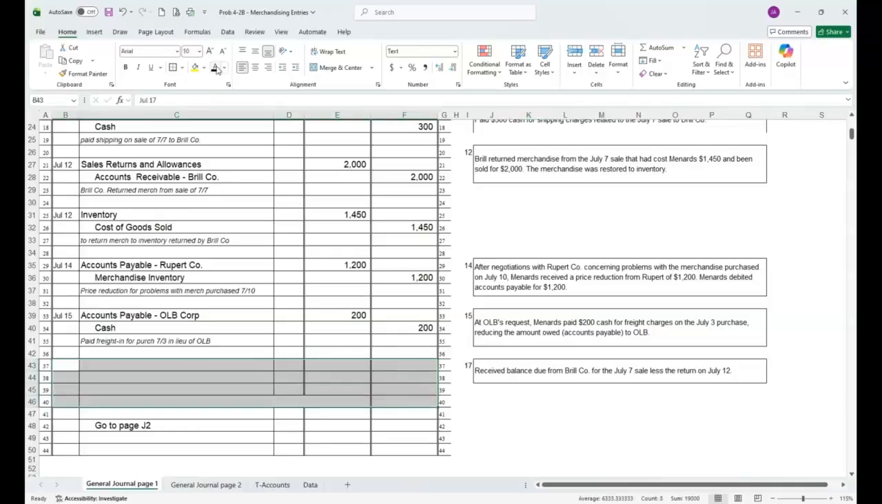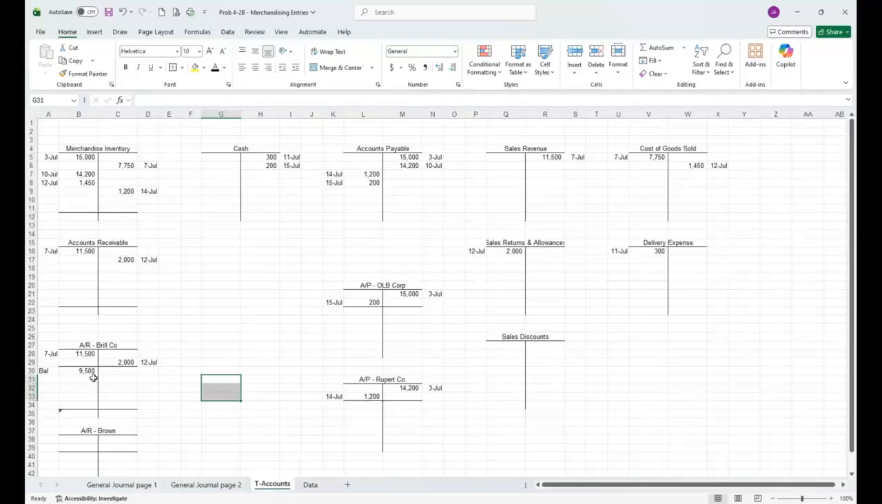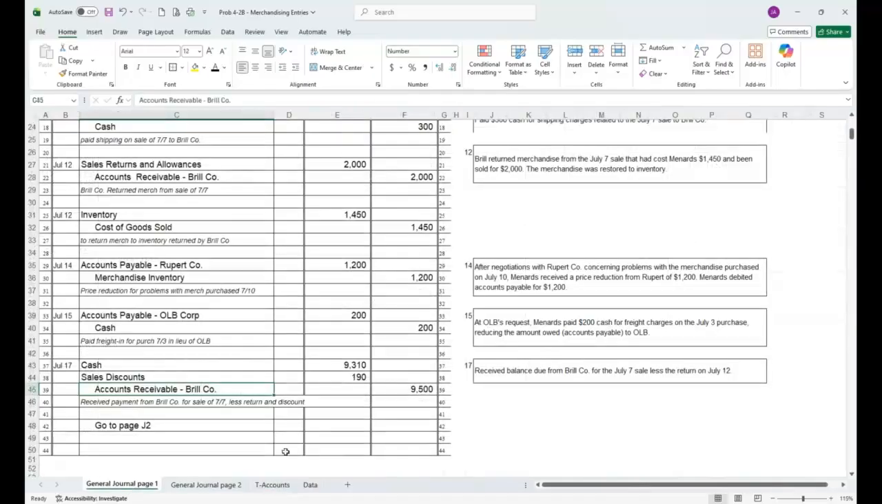So the entry looks like this. We're gonna credit accounts receivable for the whole amount they owe us. They don't owe us anything anymore. We're gonna debit sales discounts, another contra revenue account, for the amount of the discount that they've earned, 2% of 9,500, and then we're going to debit cash for the rest. So they only had to pay us $9,310.